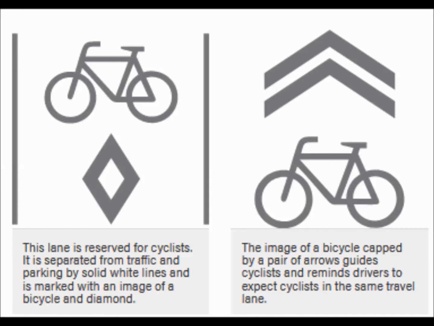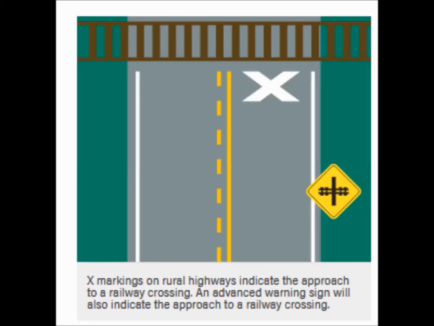The gray stencil of two bent lines pointing up, and below it, the gray stencil of a bicycle. The image of a bicycle capped by a pair of arrows guides cyclists and reminds drivers to expect cyclists in the same travel lane.